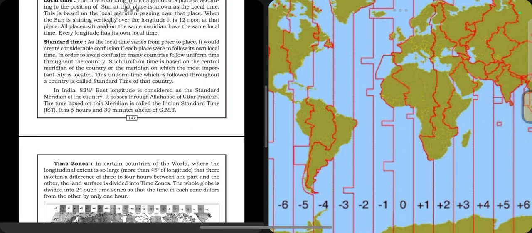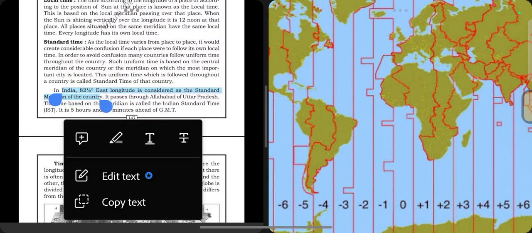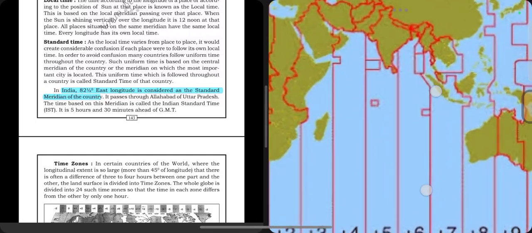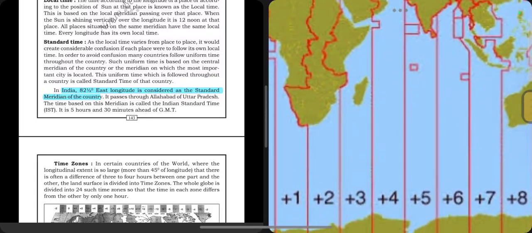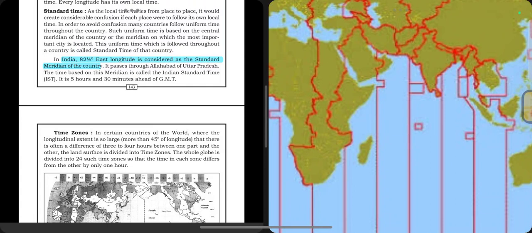Standard time is when the complete nation has one time schedule, that is called the standard time. So for example, Indian standard time will be decided at 82 and a half degrees. You see here, Indian standard time, 82 and a half degrees, will be 5 hours 30 minutes ahead of the GMT. This is called the Indian Standard Time.